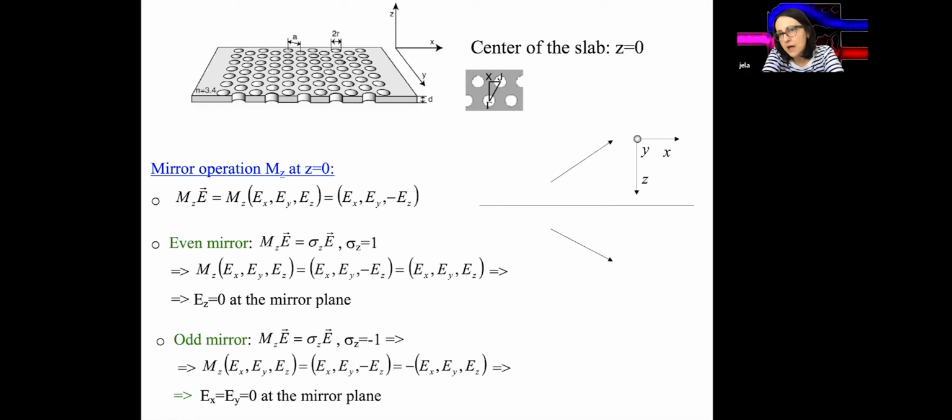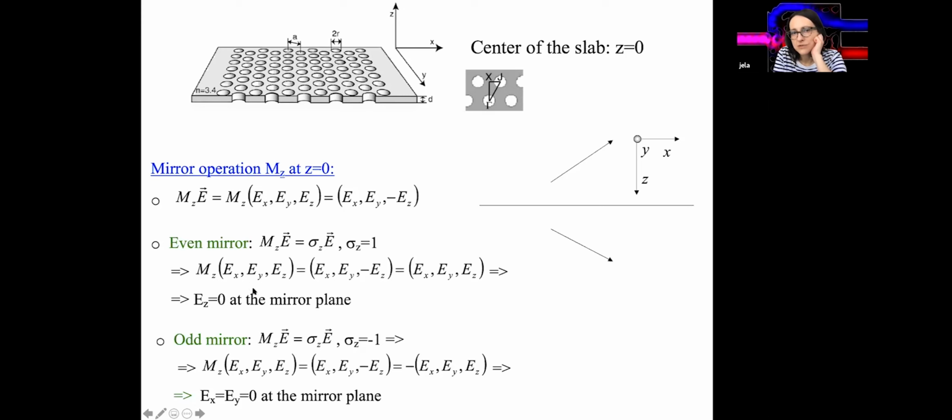So for TM-like modes, or vertically odd modes, and you can see in the literature people referring to TM-like modes as vertically odd modes, the only electric field component that you have is Ez. Of course, as you move away from the mirror plane for these finite thickness structures, you have all the field components.